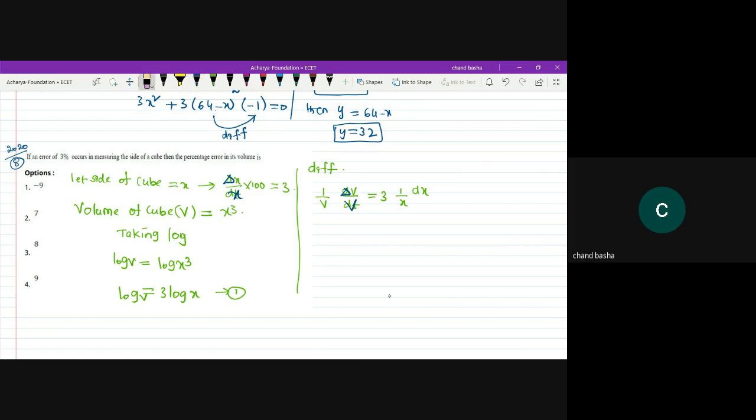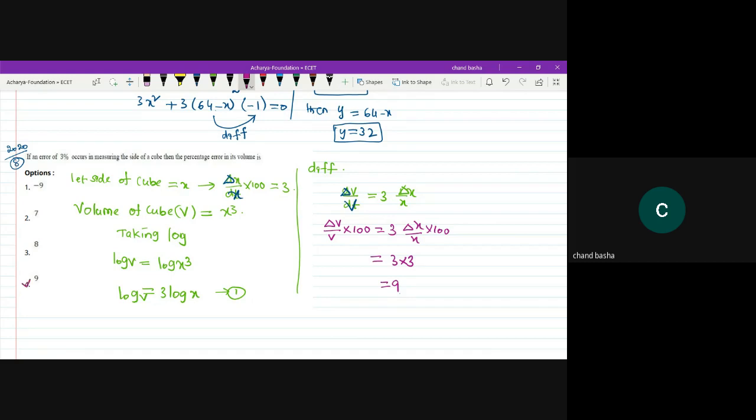So delta v divided by v, then 3 into delta x divided by x. We require into 100, so delta v divided by v into 100 is equal to 3 into delta x divided by x into 100. Delta x by x into 100 value is 3. This is clearly given. Your answer is 9.